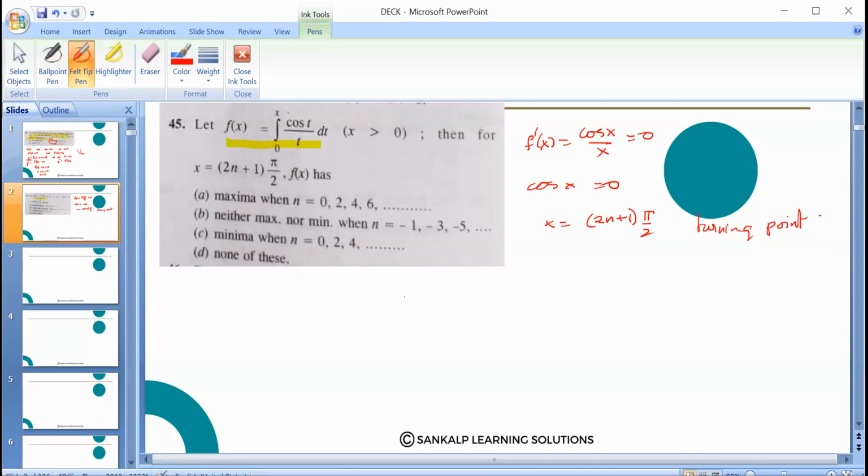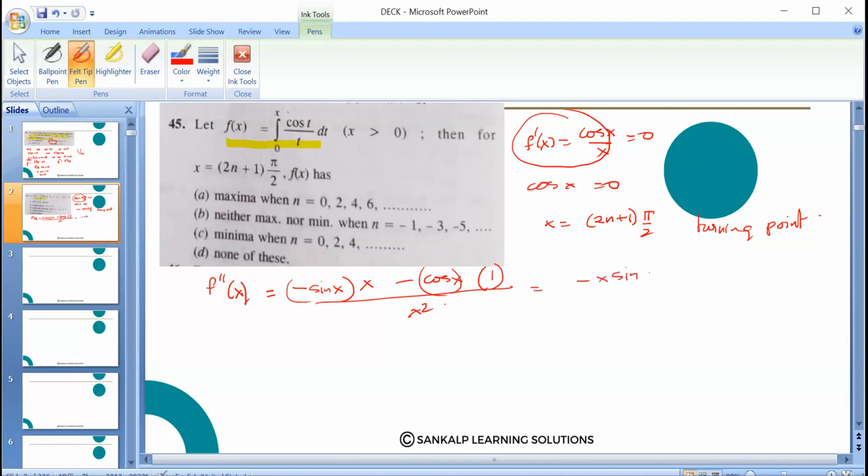But whether it is maximum or minimum, for that we have to find f double dash x. You have to take quotient rule for this f dash x. Cos x derivative is minus sin x multiplied to x minus cos x is multiplied to x derivative 1, by x squared, which is minus x sin x minus cos x by x squared. Denominator is positive always.